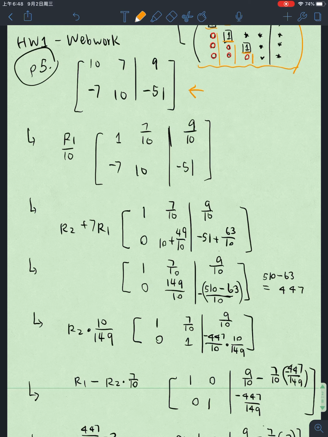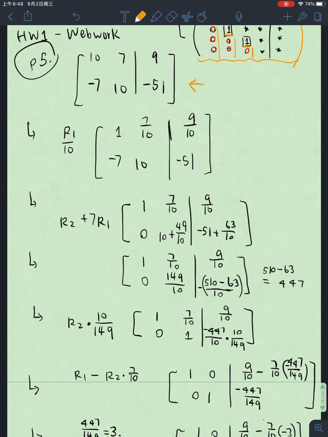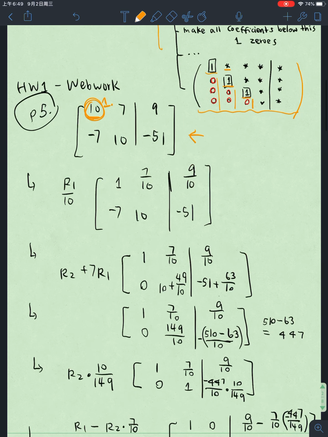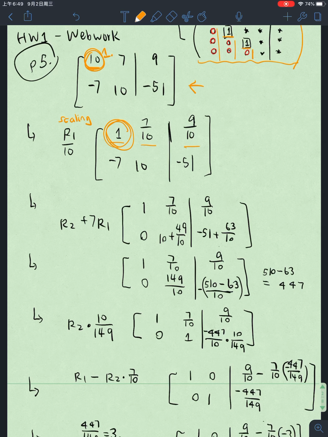So here we rewrite it as this. We need to do the row operation. First, we need to make this 10 a 1, because remember, always the first thing we do is to make the leading number a 1, the leading coefficient a 1. So in order to do that, we do the scaling here. And this is row 1 times 1 over 10. And this is 7 over 10, and then 9 over 10. So we successfully make this a 1.